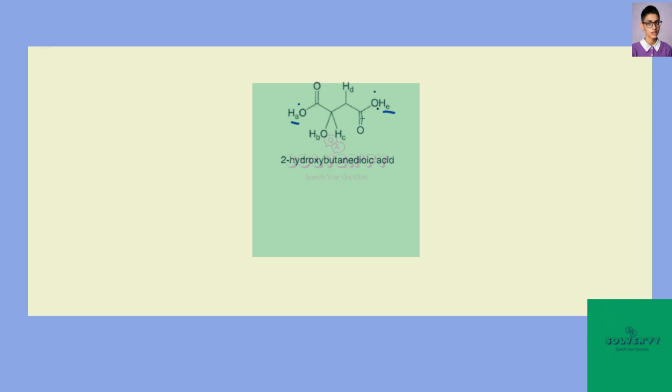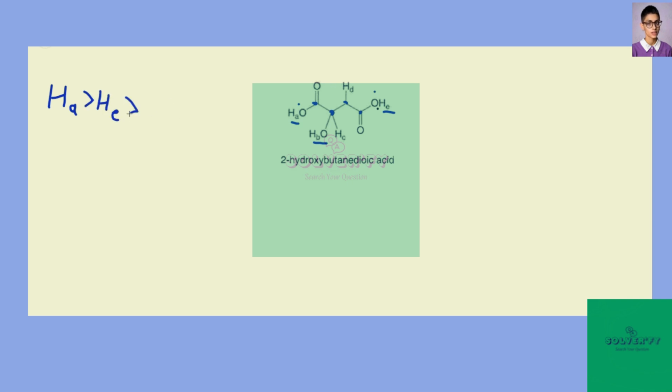Now, what about inductive stabilization? So we see that we have an alcohol group here. This alcohol group is one carbon away from HA. However, the alcohol group is 2 carbons away from HE. So because the alcohol group is closer to HA than HE, HA will have a stronger inductive stabilization effect due to the alcohol group than HE, therefore making HA the most acidic proton on this molecule, followed by HE.